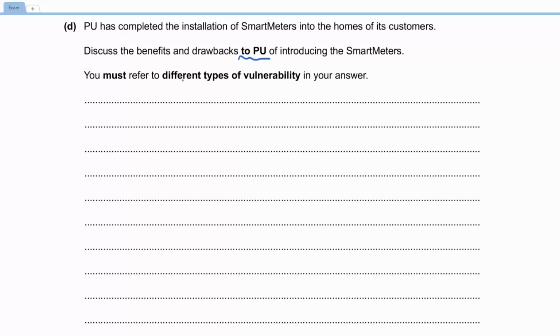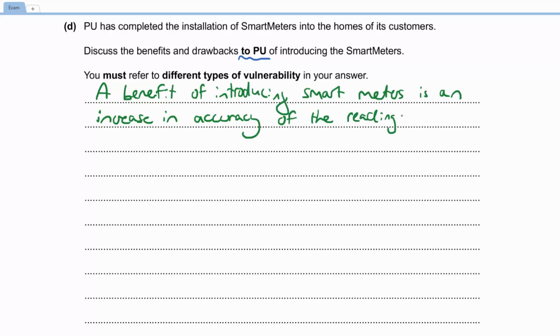So I'll just do this in green because why not? I can, as a positive point. So a benefit is, first of all, what it kind of told us already in the scenario, is this increase in accuracy. Okay, but this is slightly restating my point. So why is it a benefit? State the obvious maybe. Well, the benefit is that PU are not going to be undercharging, for example. Remember, this is all focusing on the company itself, not on their customers.